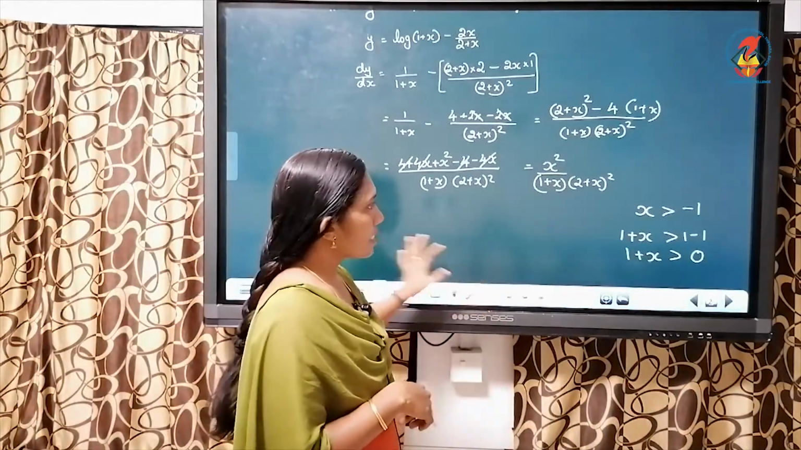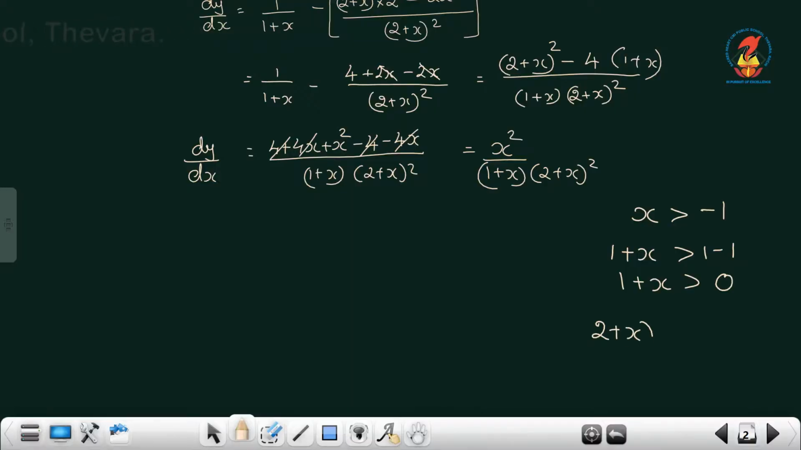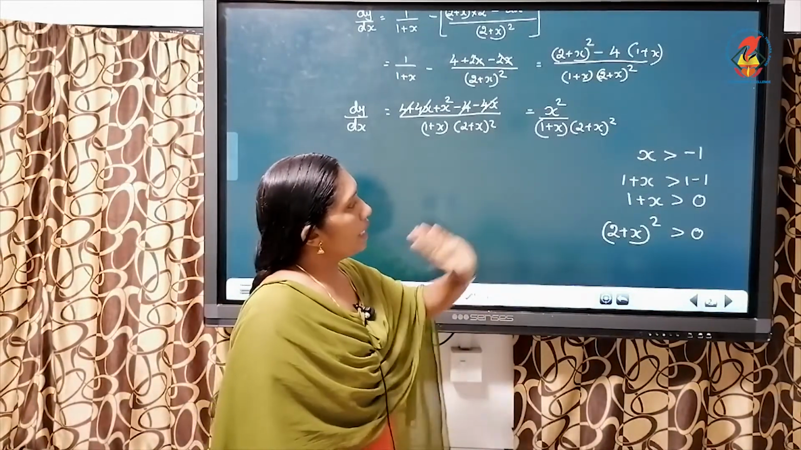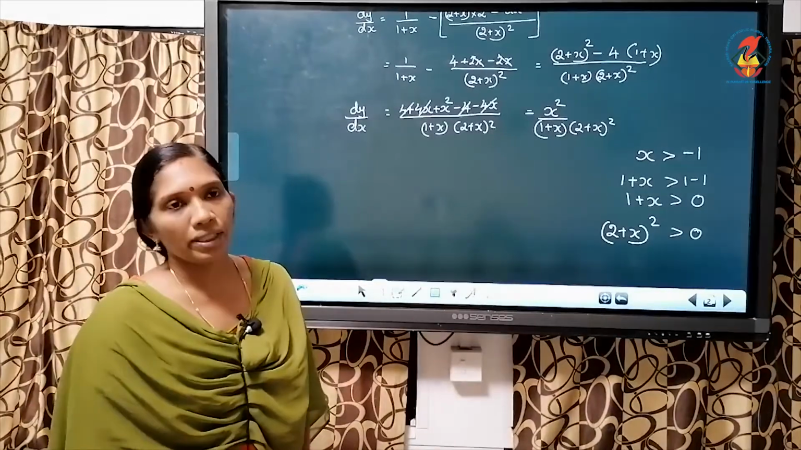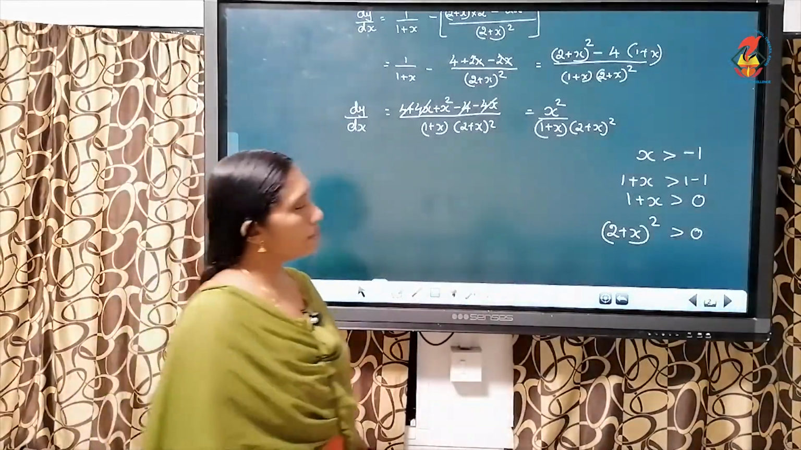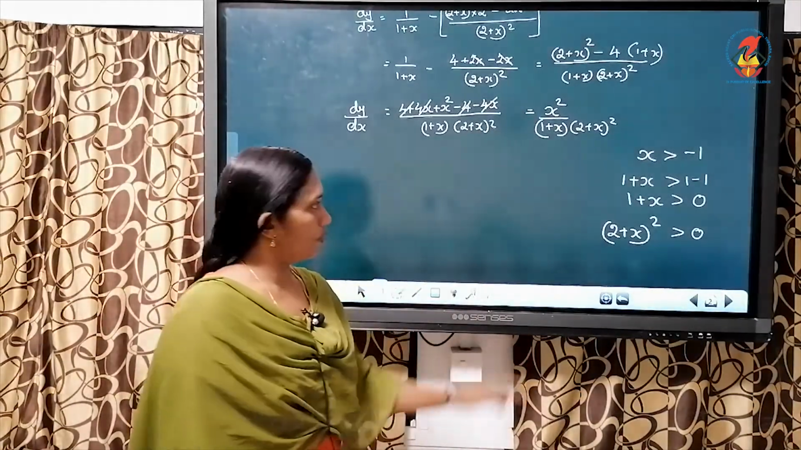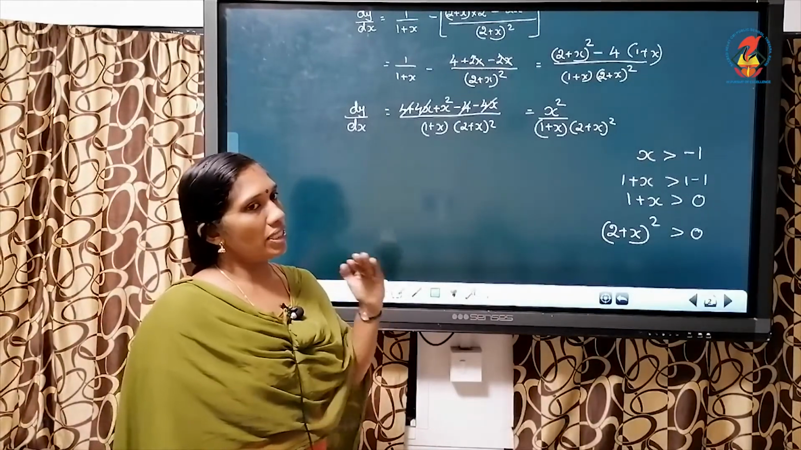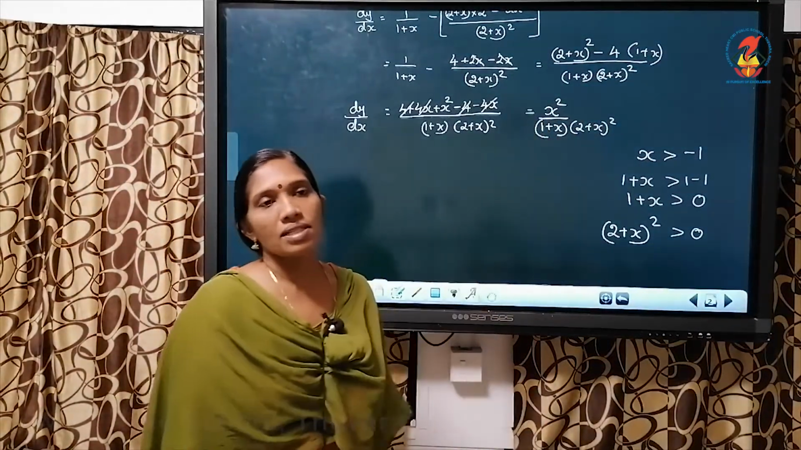What about (2 + x) whole square? It is always greater than 0, since x is greater than -1. So the denominator is greater than 0. Now look at the numerator, x square. Square of a number is always positive, but it can be 0 also. The domain is greater than -1, so 0 is in the domain. When we substitute x equal to 0, this whole thing becomes 0.